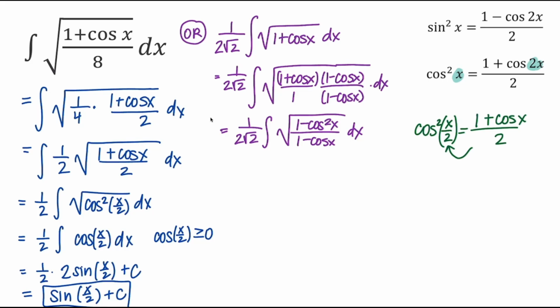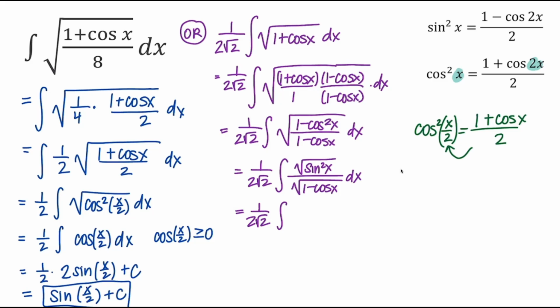1 minus cosine squared x is sine squared x. So 1 over 2 rad 2, the integral of the square root of sine squared x, and then the square root of 1 minus cosine x dx. Okay, well, the square root of sine squared x is sine x, provided sine is positive. So we have 1 over 2 rad 2, the integral of sine x over radical 1 minus cosine x dx, as long as sine x is greater than or equal to 0.